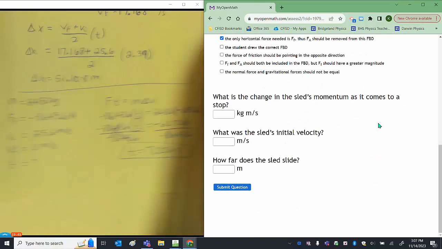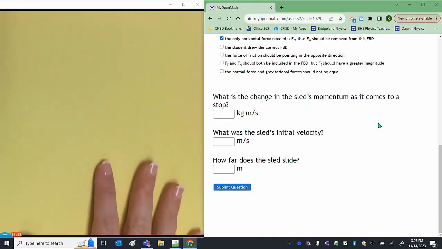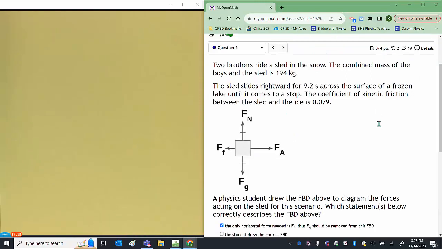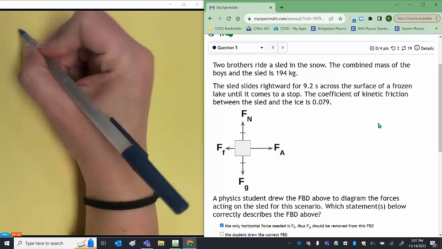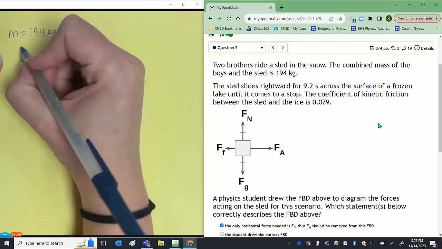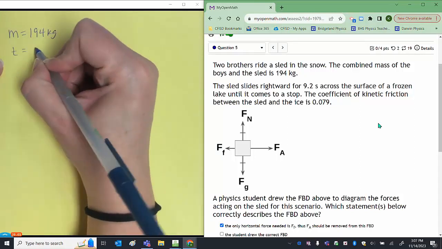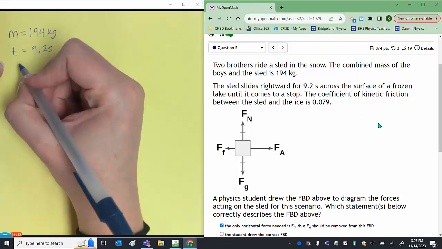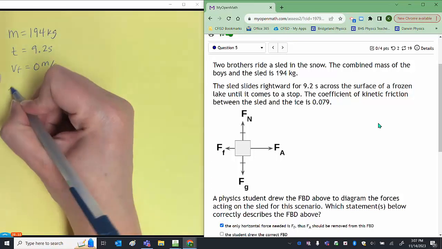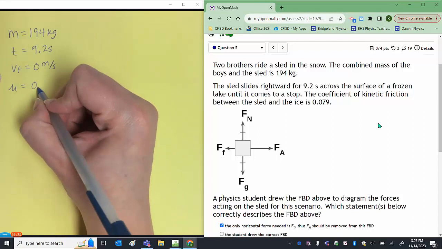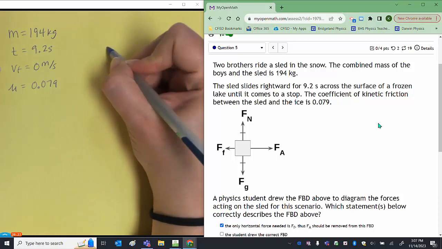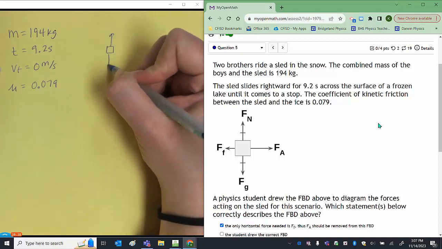And again, we have some calculations to do based on the information we were given in this question. So let's go back up and label what we know. We know that the mass of this system of the boys and the sled is 194 kilograms. We know that the time that it's moving is 9.2 seconds. We know that the final velocity of the sled is 0 meters per second. We know the coefficient of friction between the sled and the ice is 0.079. And we know that the free body diagram should look like this instead of what was on my screen.